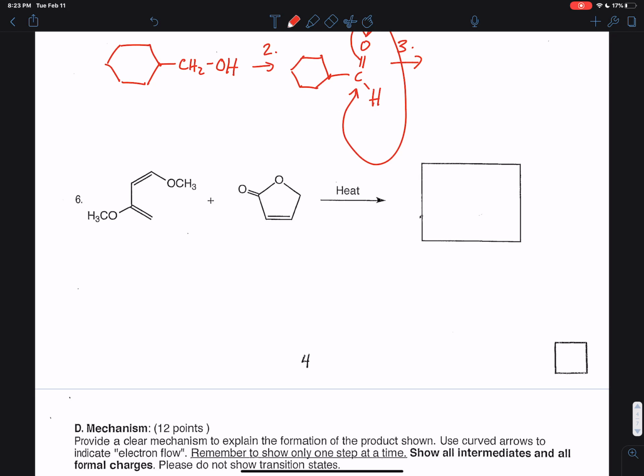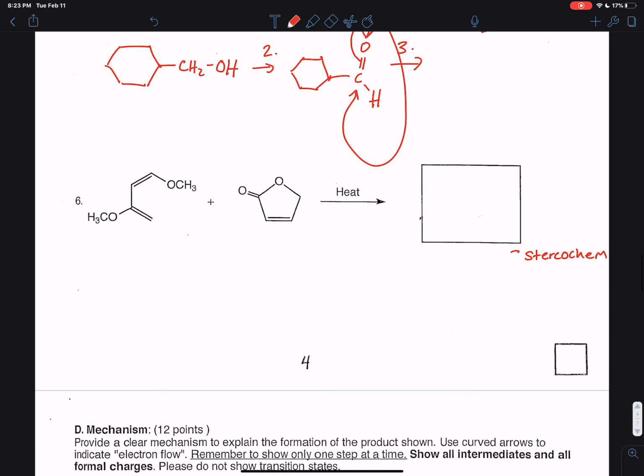This is what Dr. Bean talked about today in class. You might have gone a little fast, so I'm going to try to break it down. There's a lot of things you have to consider. It's not too bad as long as you practice several of them. You have to think about the stereochemistry of this reaction. You have to think about the regiochemistry.